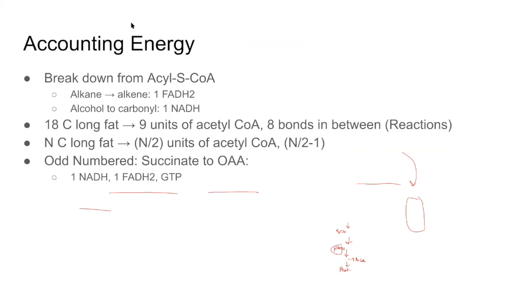Okay, so to count again for energy, hopefully you remember that when you have an oxidation reaction from an alkane to an alkene, that's an FADH2 producing reaction. If you have an alcohol to carbonyl producing oxidation, you produce NADH in the process. And here's another example. If you have an 18 carbon long fat, hopefully you should think of that as 9 units of acetyl-CoA. And if there's 9 of them and there's 8 bonds in between, we need to do beta oxidation 8 times. And so you need to multiply the products from one reaction by 8. And that is 1 FADH2 and 1 NADH.